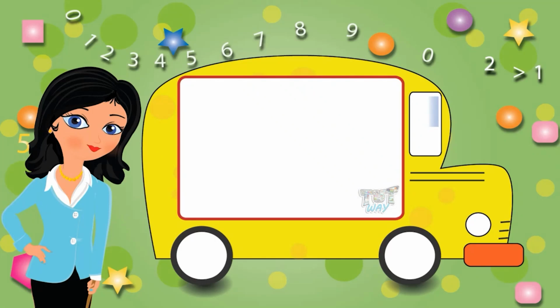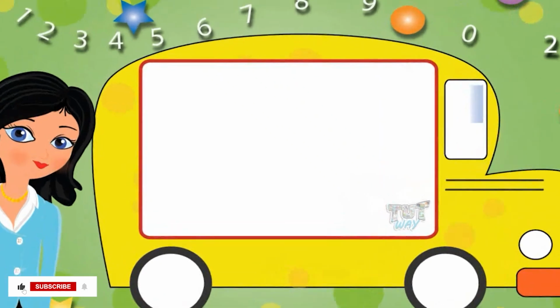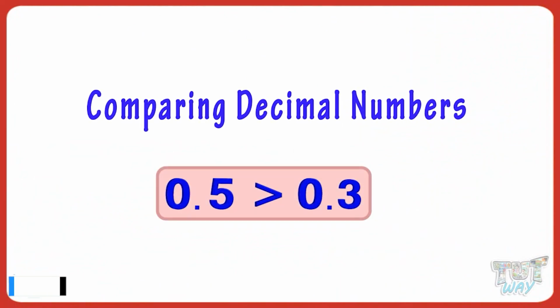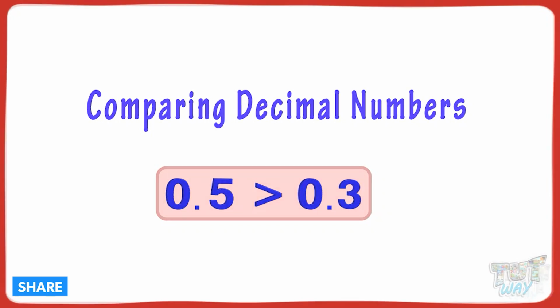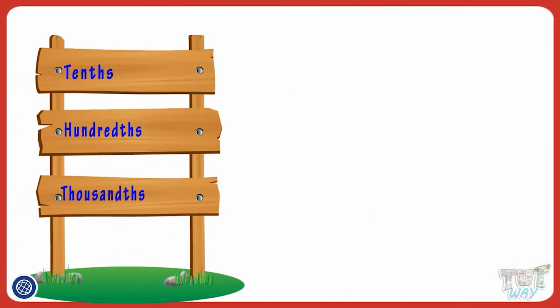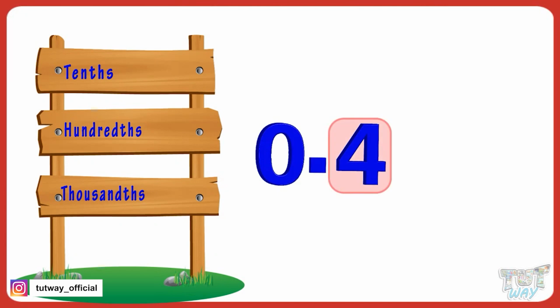Hi kids! Today we will learn more on comparing decimal numbers. So let's get started. First of all, we will learn tenths, hundredths, and thousandths place in a decimal number. Kids, first place to the right of the period is called tenths place.